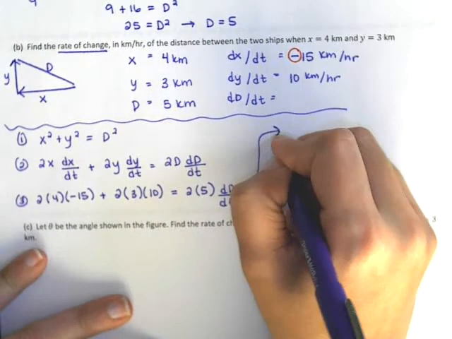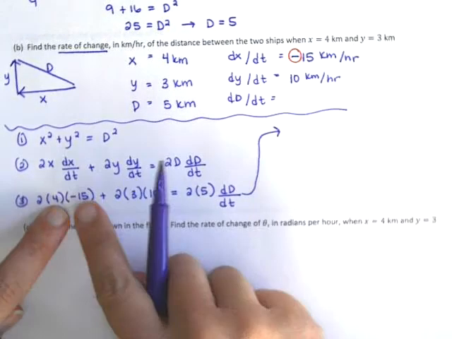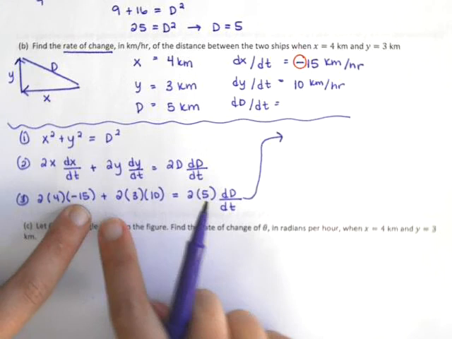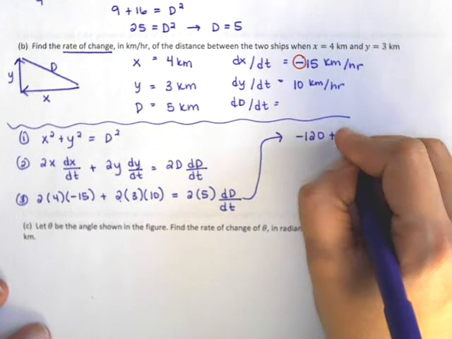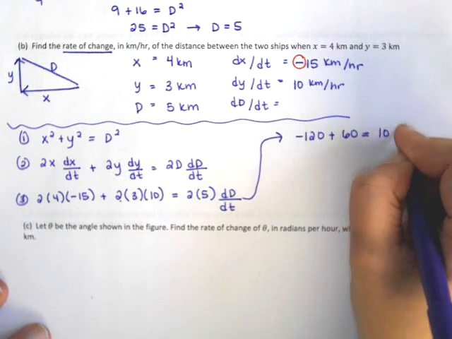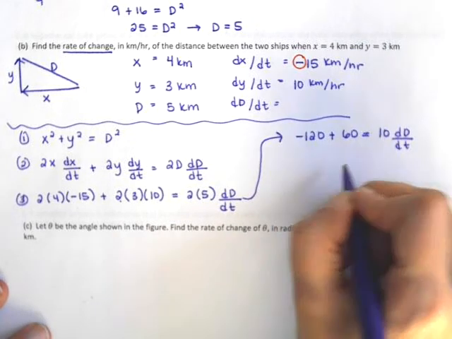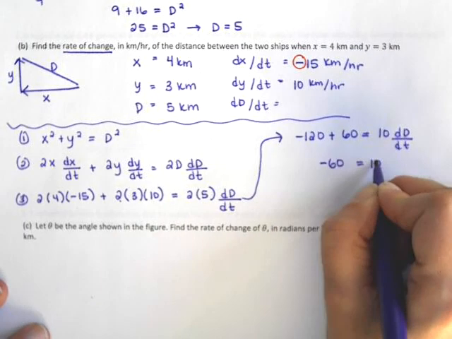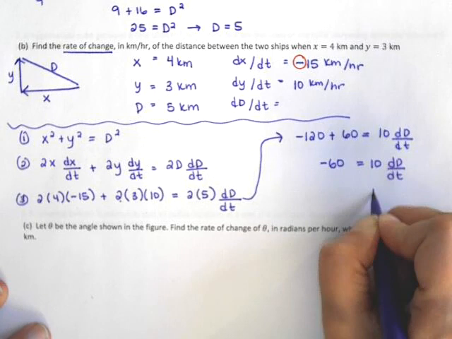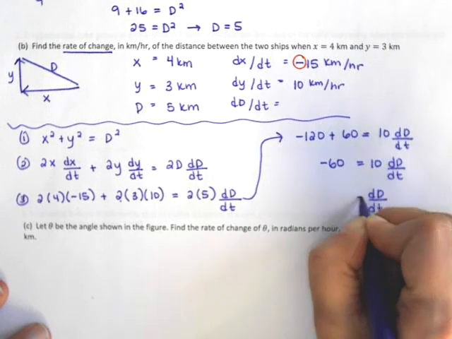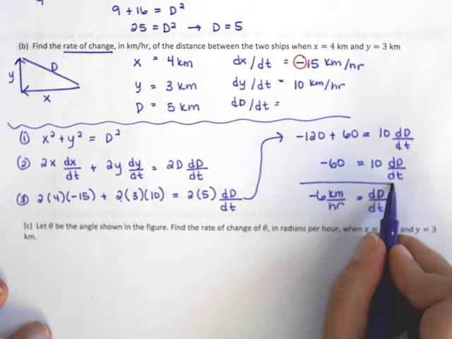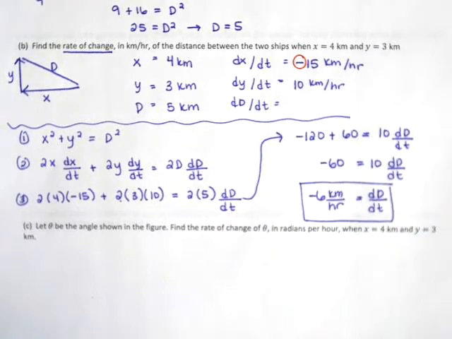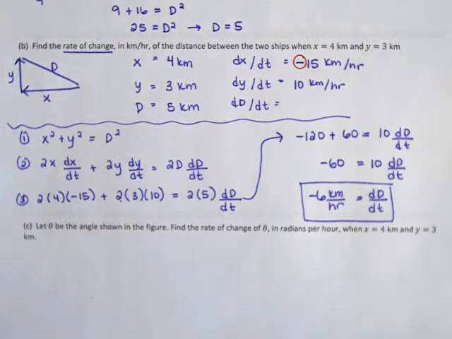Now let's simplify that. Actually, I'm going to do 4 times 15, which is 60. So I've got negative 120 plus 2 times 3 is 6, so 60, equals 10 dd/dt, which means I get negative 60 equals 10 dd/dt. So dd/dt equals negative 6 kilometers per hour. The distance between them is negative, it is decreasing. So in other words, they're getting closer together by 6 kilometers per hour.